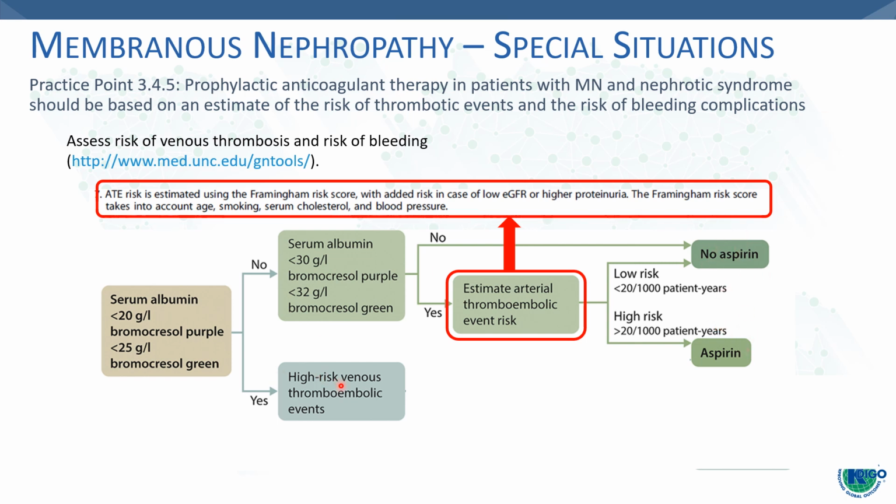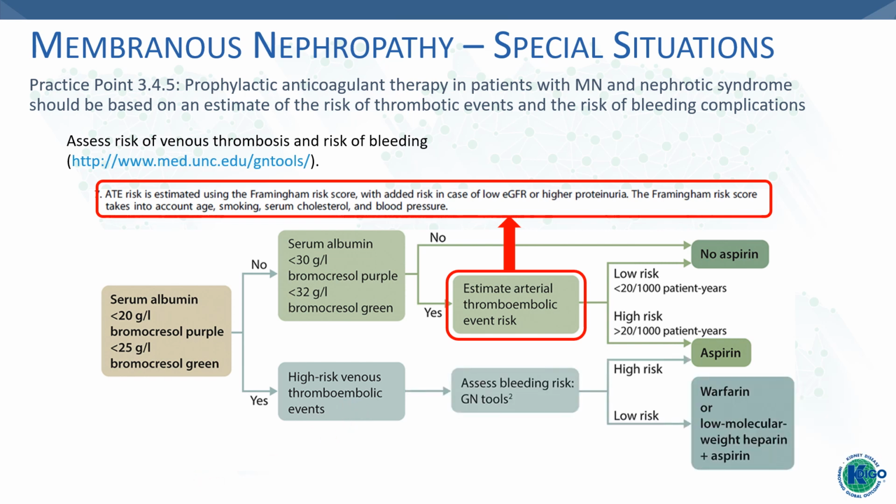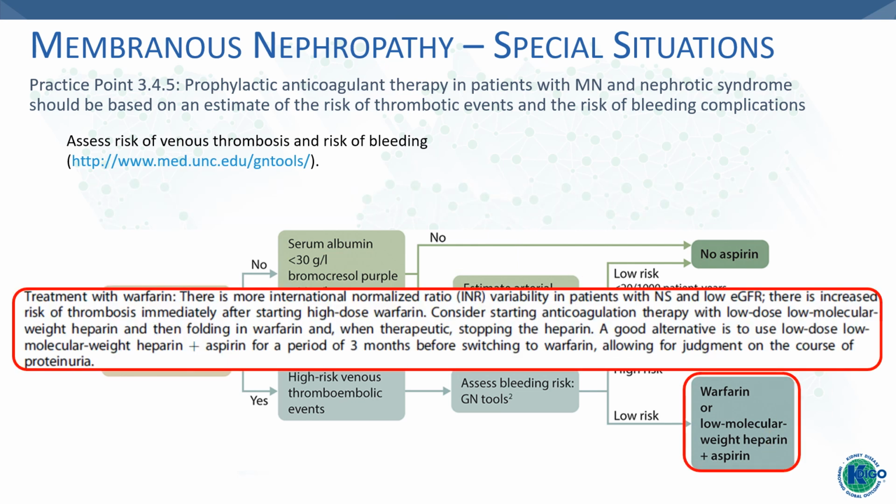So what if the patient has high risk of venous thromboembolism from the start? Assess bleeding risk using these tools. If the patient is at high risk for bleeding, it is enough to give aspirin. If the patient has low bleeding risk, use warfarin or low molecular weight heparin plus aspirin. Okay, which is better, warfarin or low molecular weight heparin plus aspirin?